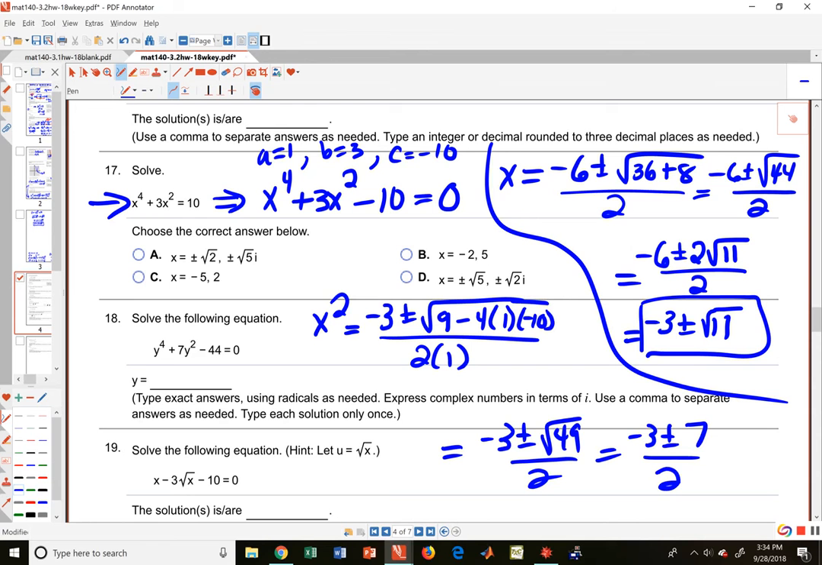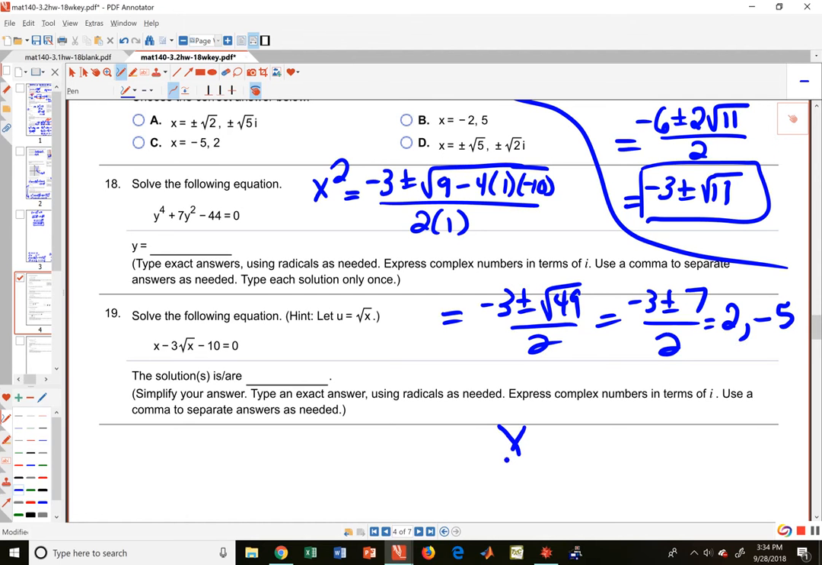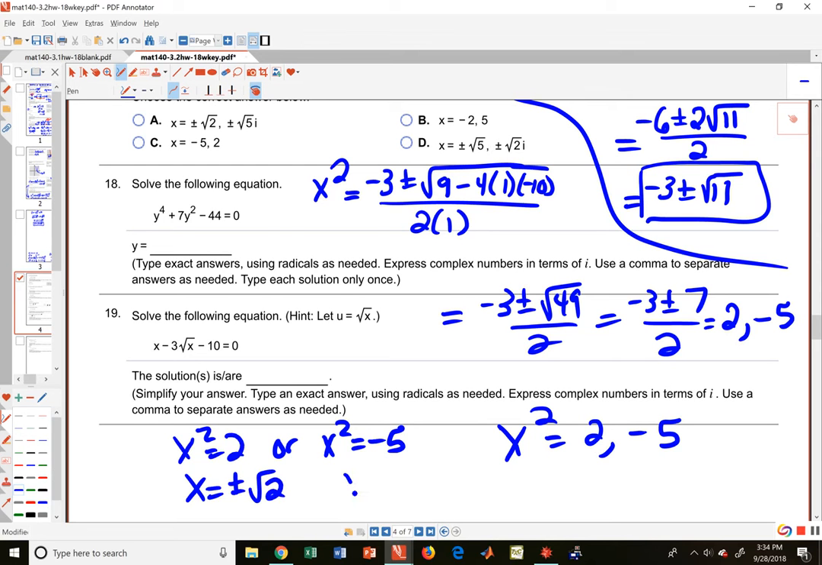This is two answers. This is negative 3 plus 7, which is 4 divided by 2. That's 2. And negative 3 minus 7, which is negative 10 divided by 2, which is minus 5. Now you've got to be really careful here. X squared is equal to 2 or minus 5. What? So you've got to be careful here. That means that x squared equals 2 or x squared equals minus 5. That means x is plus or minus the square root of 2. This is plus or minus the square root of 5i.